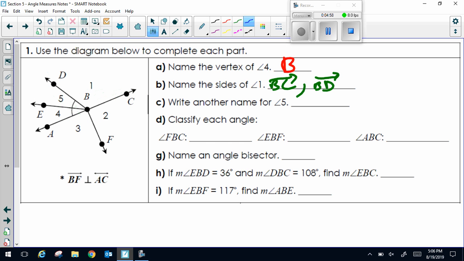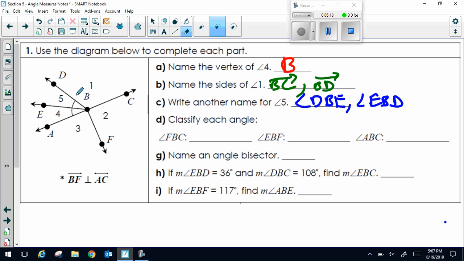Angle 5, write another name for it. Remember, another name is using the 3 letters, so there's actually 2. You can go from D to B to E, so angle DBE, or you can reverse it and say angle E to B to D.